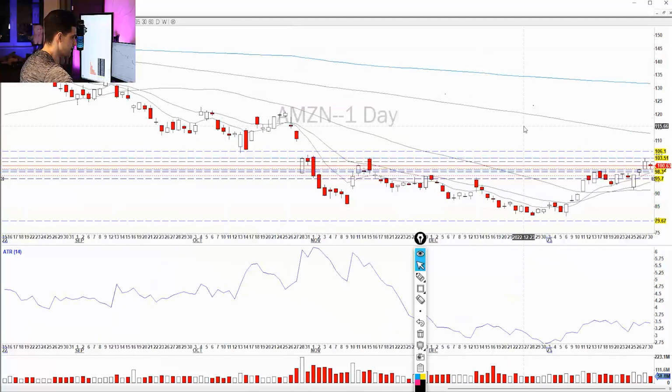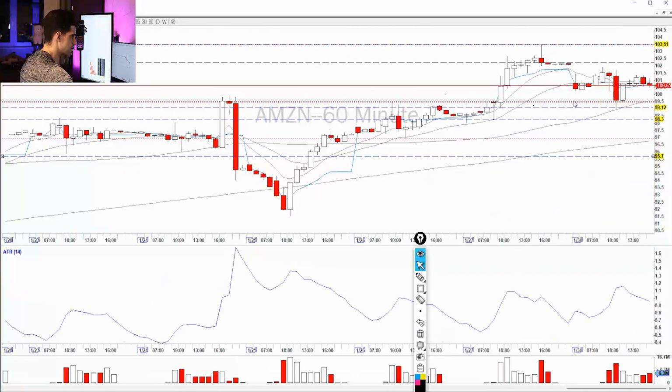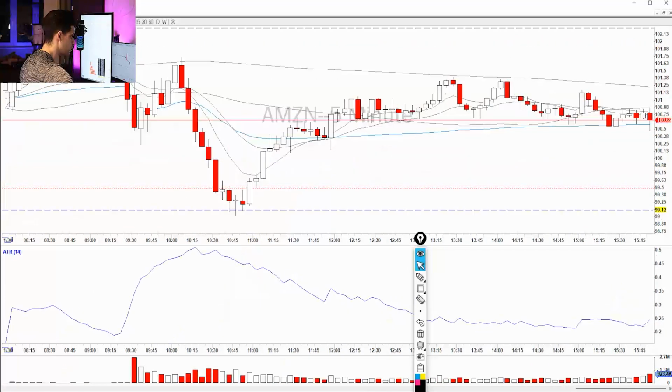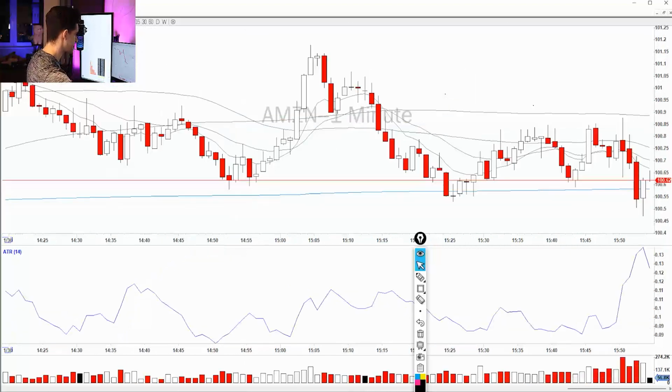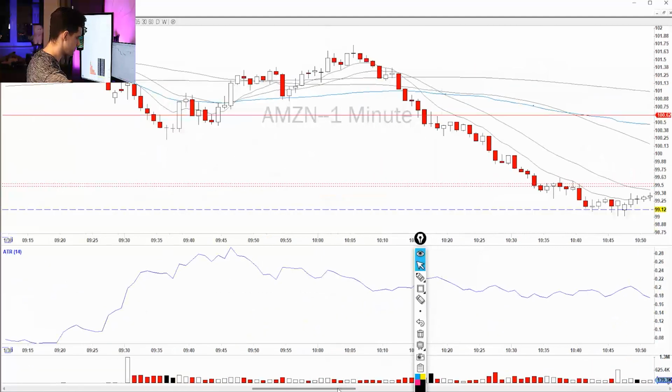So combining the daily chart where the stock is in an uptrend, along with the levels that we found on the 60-minute chart, along with the lower wicks that you see here, you could tell that this is not a bad stock to play to the long side. Let's take a look at the 1-minute chart.